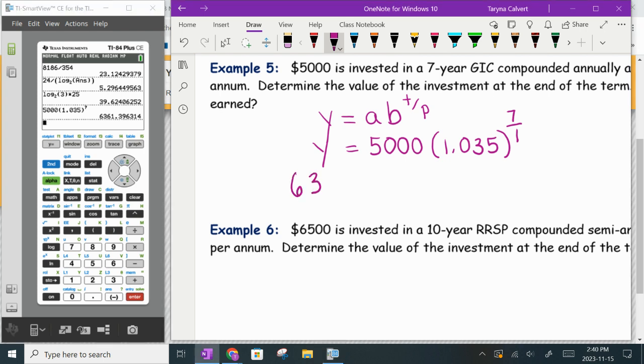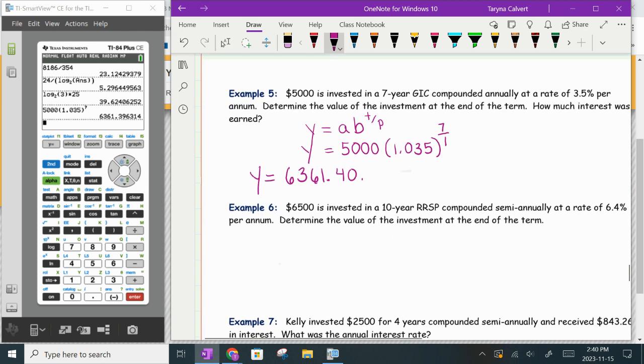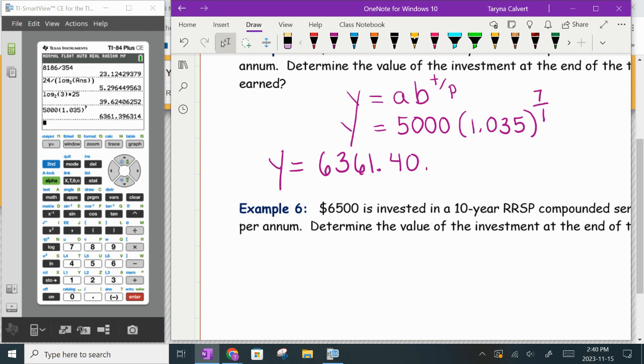So remember, guys, our Y value, go back to the beginning. Our Y is always our total amount. Do you guys agree? So in this question, it did ask how much interest was earned. So did we actually earn $6,361.40 in interest? No. So remember, this is our total. So we have to do what with 5,000 in our total? Subtract them. Because the money in our account we started with was $5,000. Our account now has over 6,000. So the difference is the interest.